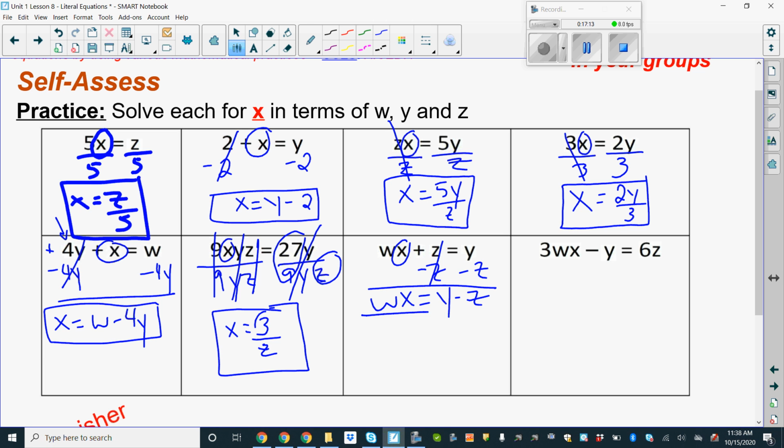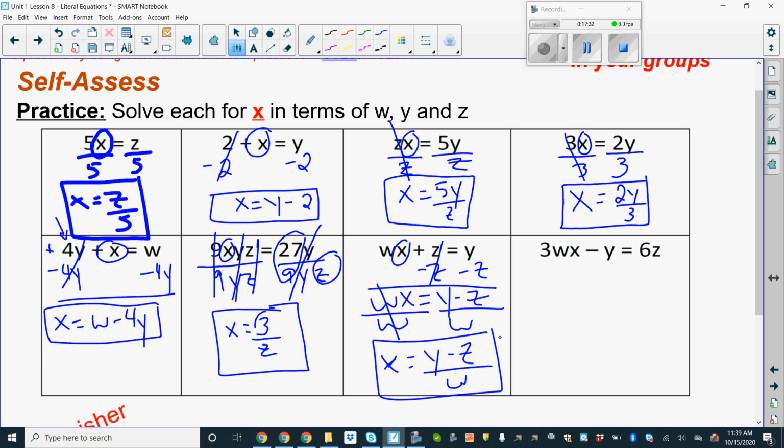Now we need to divide by w to get x alone, and divide by w. And here, there's nothing that can be simplified because none of them are like terms. They're just going to have x equals y minus z divided by w.